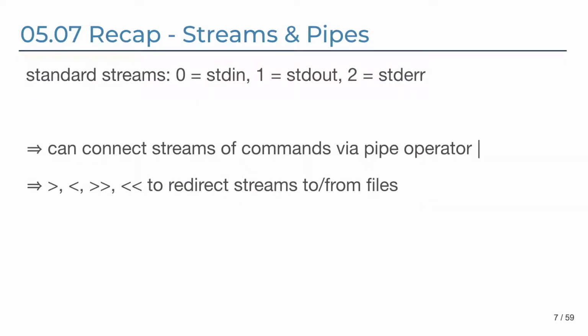The other thing we were looking at in the last lecture were streams and pipes, and that basically boiled down to where commands are actually getting their input from and where they are handing their output over. There are basically three standard streams: standard input, standard output, and standard error. A command always takes input from standard in and writes it to standard out and/or standard error.